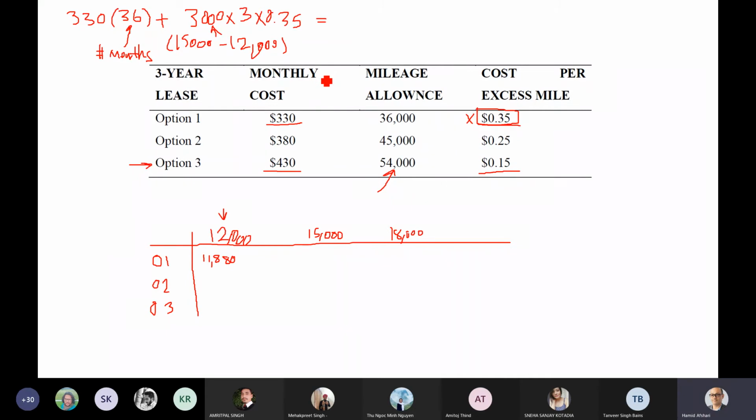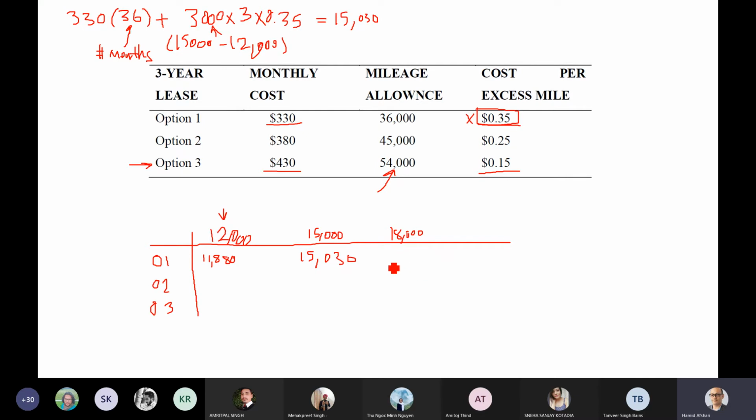Okay, sorry, just a minute. 9,000 multiplied by 0.35 is 3,150. Is it right? Yeah. Okay, so I will write this number here. So this cost will be this number.